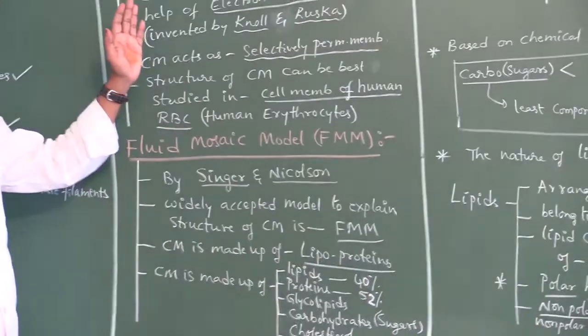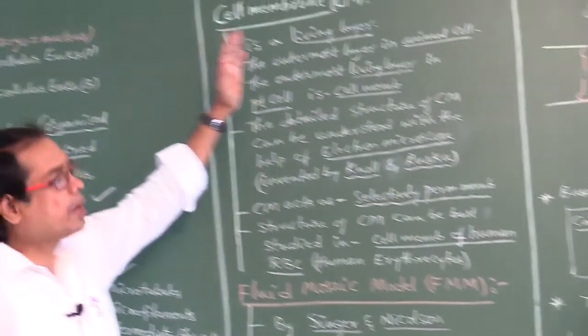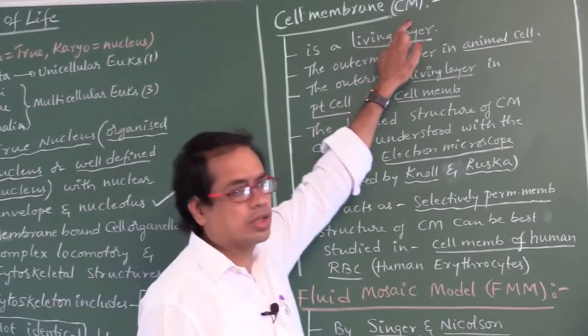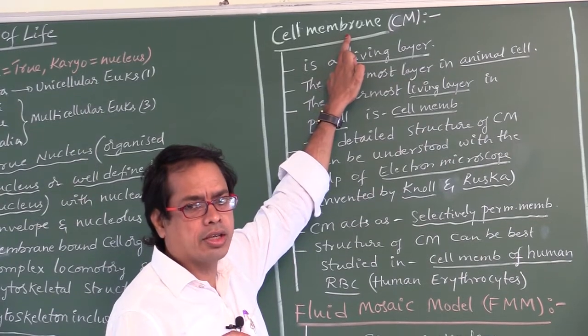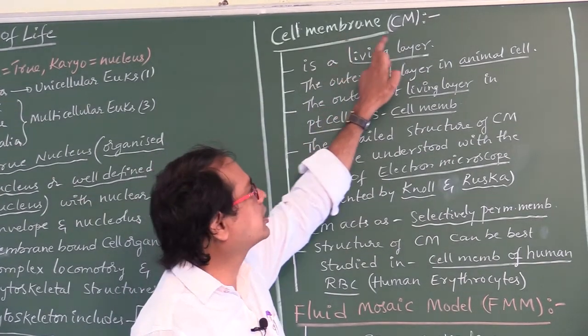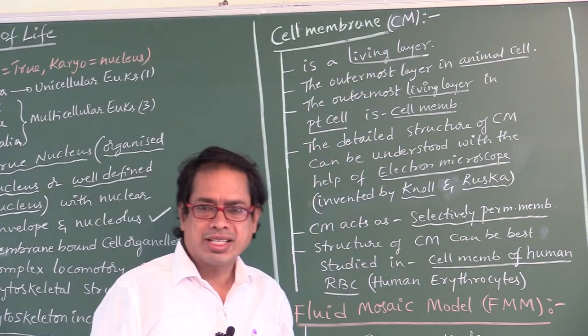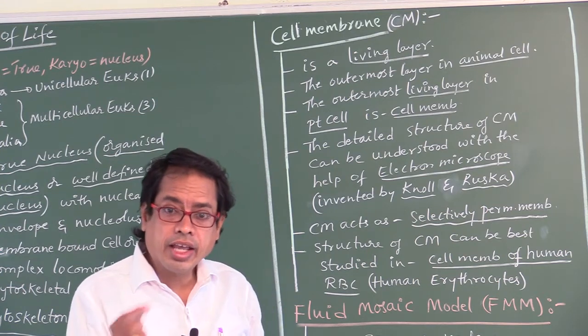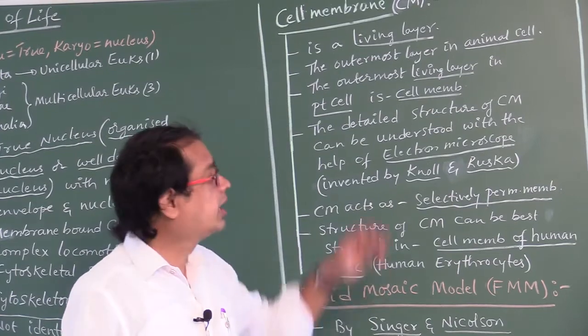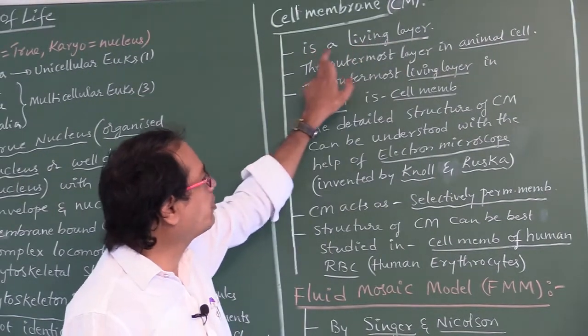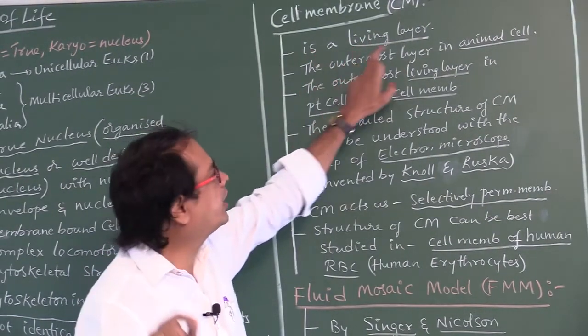Now look at here, my dear students. Now I am going to explain cell membrane, shortly as CM. Cell membrane also called plasma membrane. That cell membrane is a living layer or non-living layer? Cell membrane should be considered as living layer. Cell membrane is a living layer.